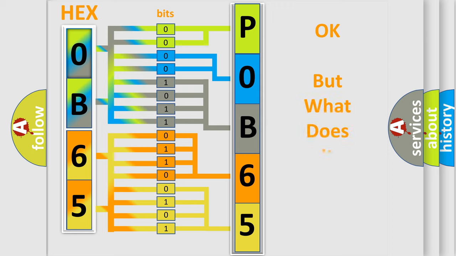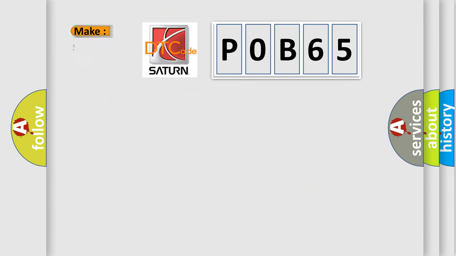The number itself does not make sense to us if we cannot assign information to what it actually expresses. So, what does the diagnostic trouble code P0B65 specifically mean for Saturn vehicles? The basic definition is shift position. And now this is a short description of this DTC code.